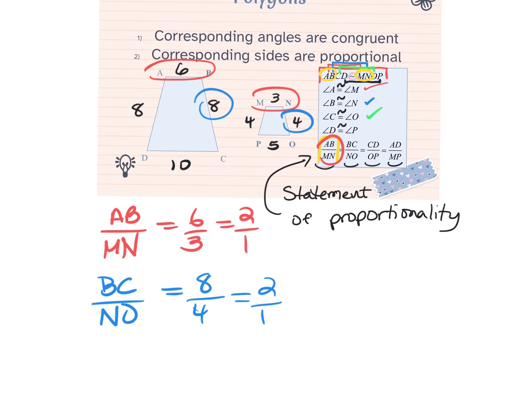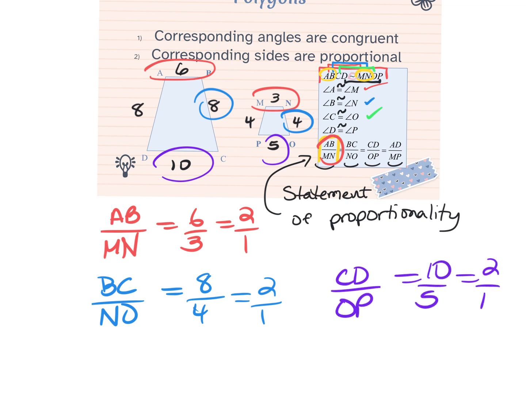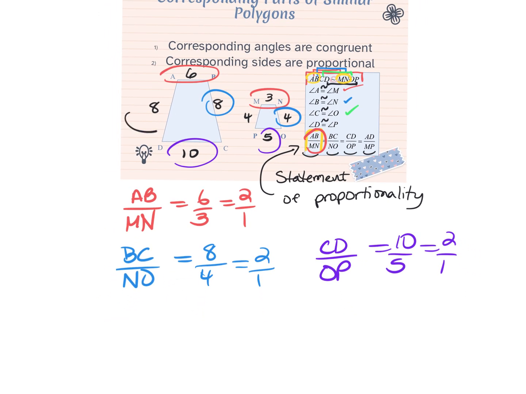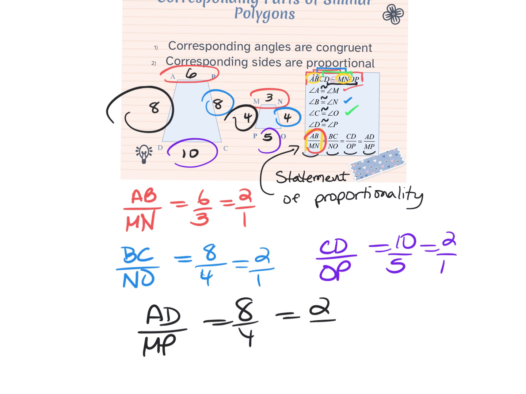And then if I do the next one, the CD with the OP, 10 over 5, also simplifies 2 to 1. And then lastly, if I take the AD and put it over the MP, 8 to 4, 2 to 1. Now, if at any point these did not simplify to 2 to 1, then these figures would not be similar. All 4 sides of these particular quadrilaterals would all need to simplify to the same ratio.